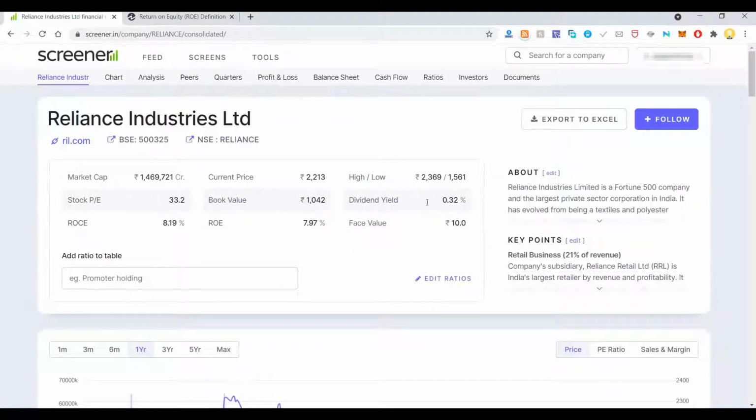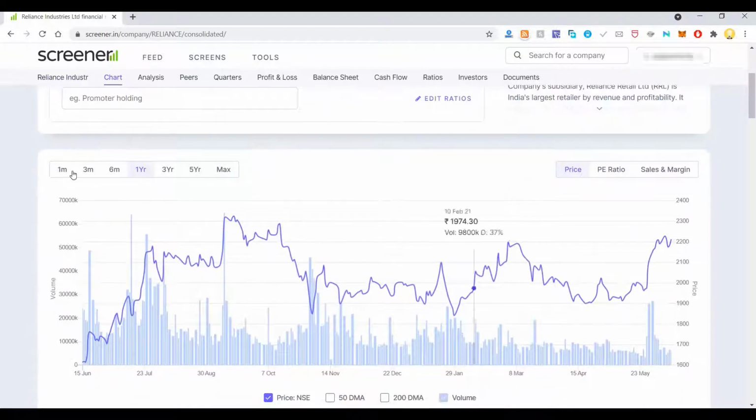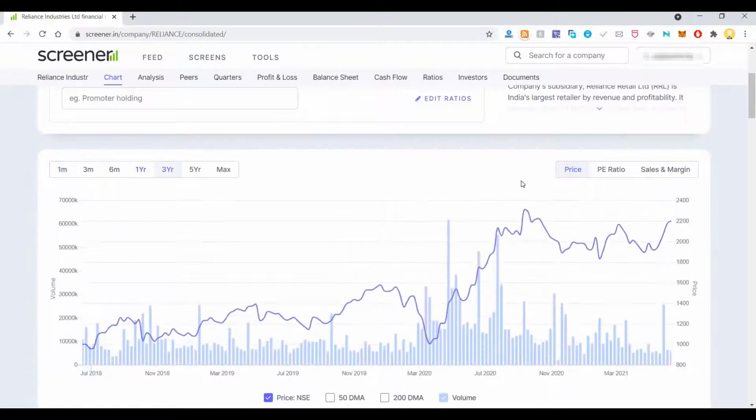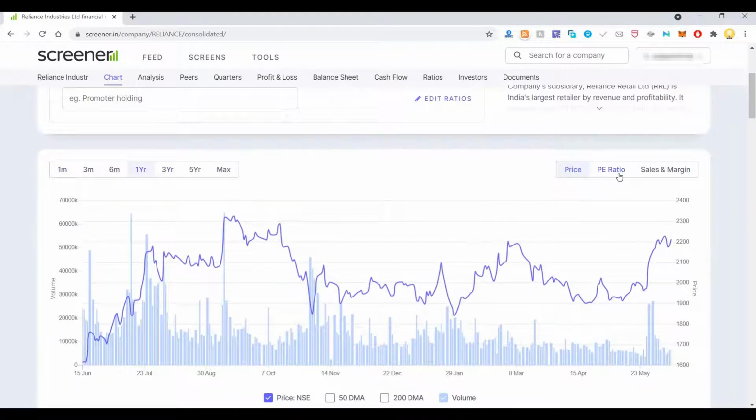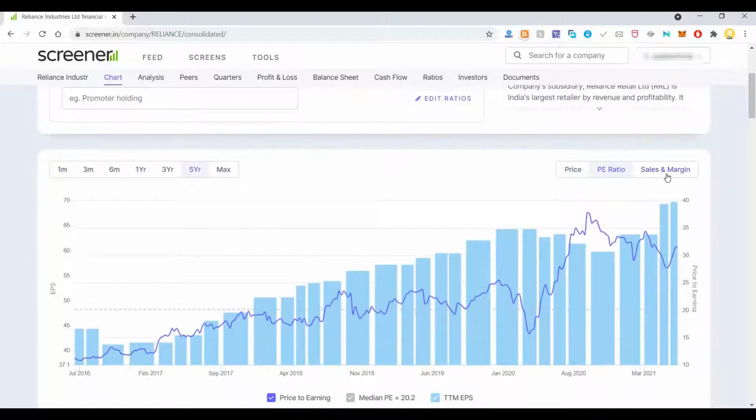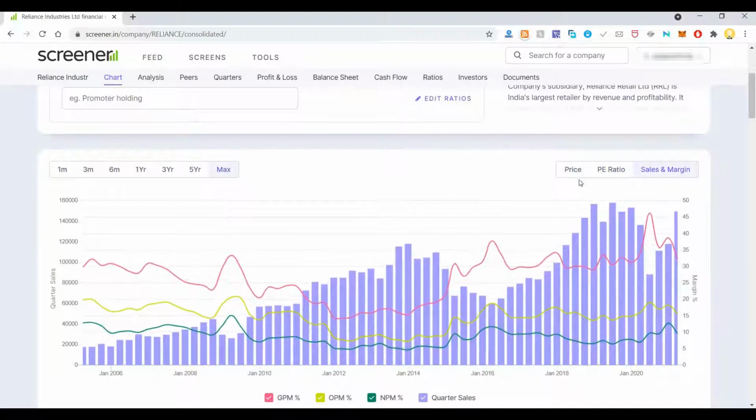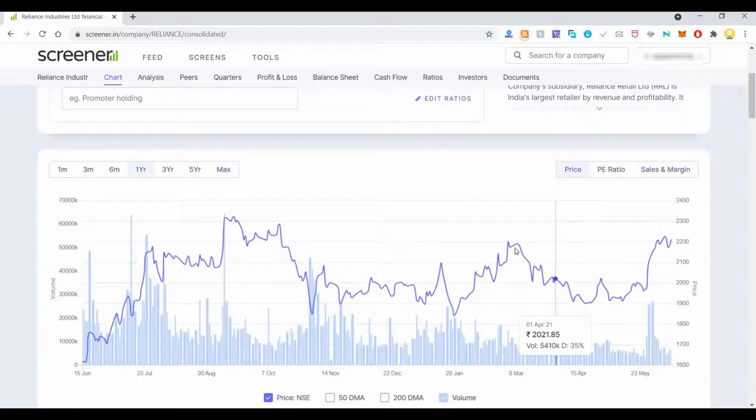So I have covered most of the things here. Now, if you go to this chart, it will show me the price on a 1 minute chart, on a 3 year chart, on a 1 year chart. Similarly, I can get the P/E ratio and sales margin here. As you can see here, how the Reliance share price was changing.